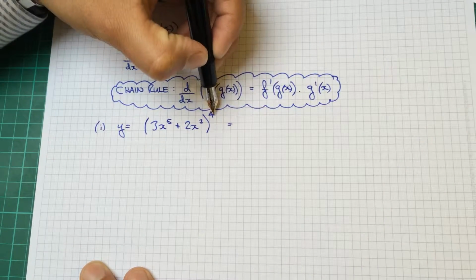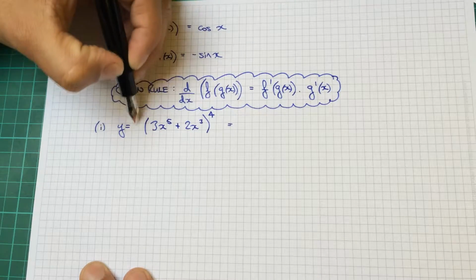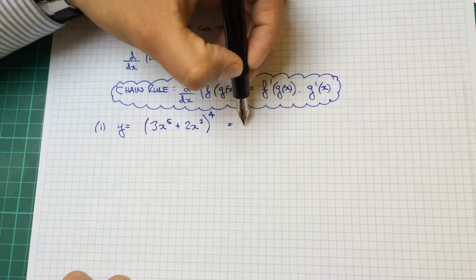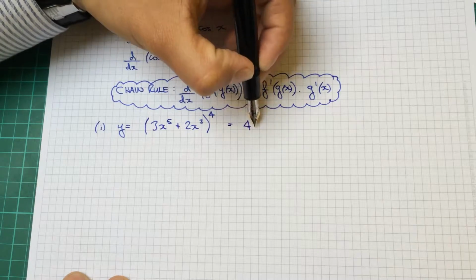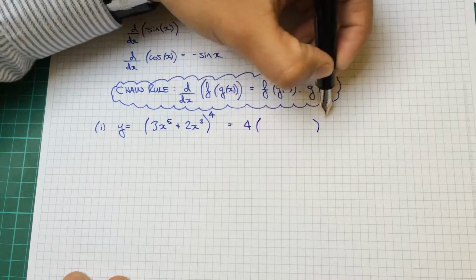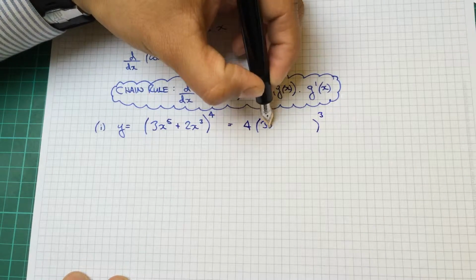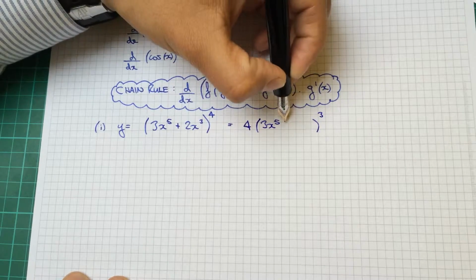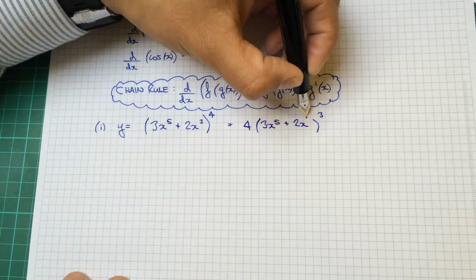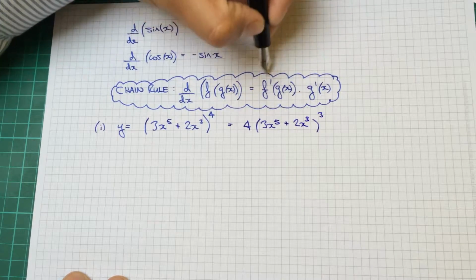So you bring the power here to the front and you multiply it by the coefficient, which is 1, essentially. That's going to become 4. You leave the inside function unaltered and you reduce the power by 1. So this is going to remain exactly as it is with no change at all. Like so. And then you multiply. So that's the first part we just did.